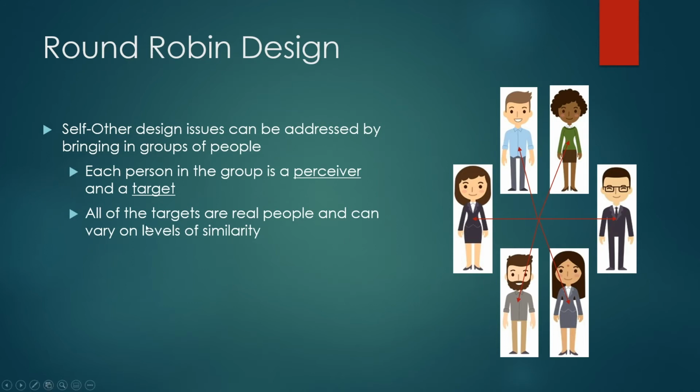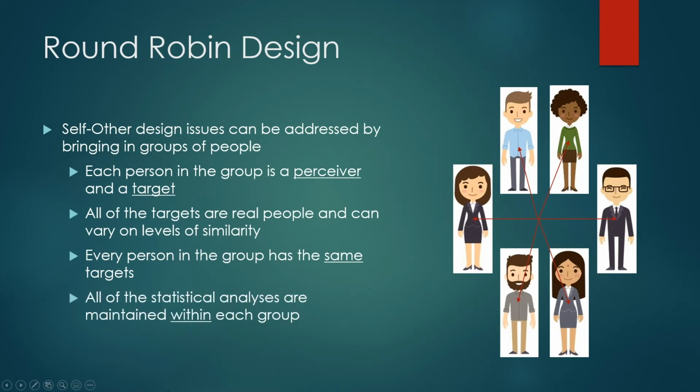All of the targets are real people, they're not fictional. They can vary on levels of similarity, levels of familiarity, and all that kind of stuff, because they're the same for each person. These targets are the same in the group, right? Each person has the same target. So this person is going to think about all of these people. This person is going to think about all of these people. The only thing that changes is who the self is in any given circumstance. And then it allows the statistical analyses to be maintained within each group.